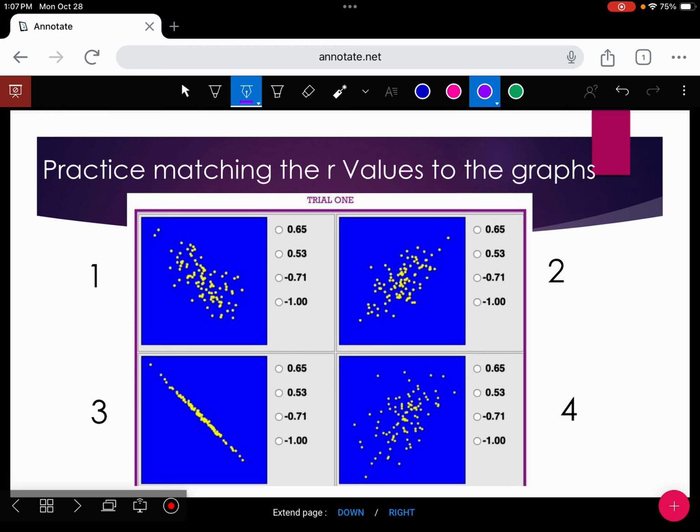So it's a strong association, but is it positive one or negative? It'd be closer to negative 1 because it still has that strong slope.